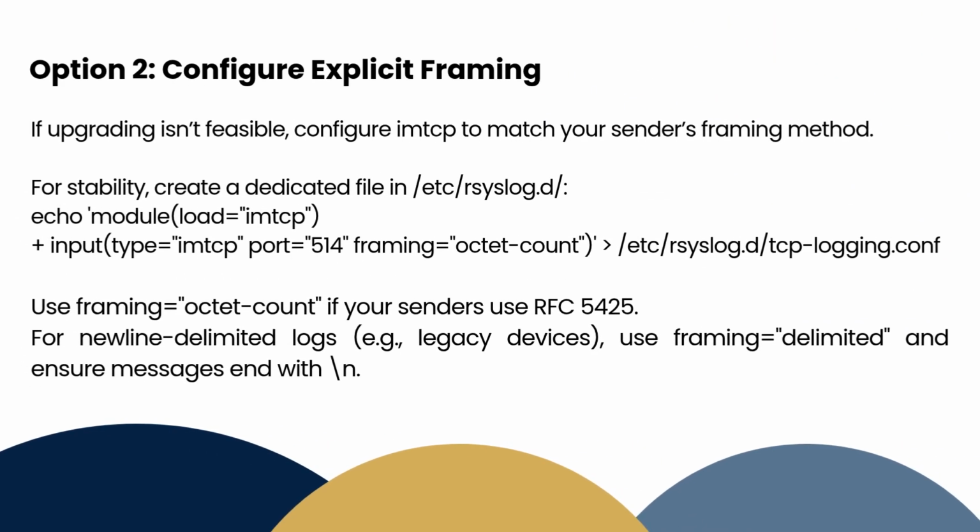Option 2 would be to configure explicit framing. If upgrading is not feasible, configure imtcp to match your sender's framing method. For stability, create a dedicated file as mentioned on the screen. Use framing octet count if your senders use RFC 5425. For newline delimited logs, such as legacy devices, use framing equals delimited and ensure messages end with \n.